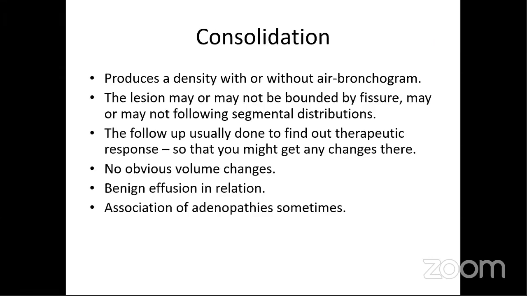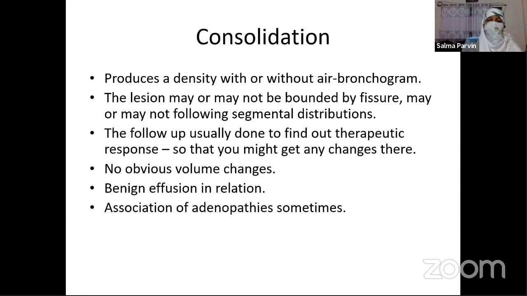What about the consolidation? It produces a density with or without air bronchogram, and the lesion may or may not be bounded by fissure and may or may not follow the segmental distributions. So a density to be seen in the X-ray film has no definite boundaries, and mostly there are no boundaries. Sometimes it would be defined by the fissure.